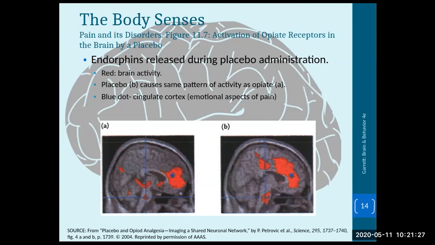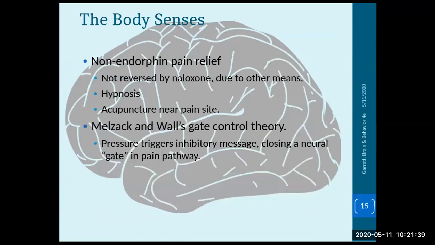So don't dwell too much on this slide. It just shows you that we can get pain relief from a placebo administration because we can detect pain in an empathic way as well. Of course, there are also non-endorphin pain relief methods. Hypnosis, acupuncture near the pain site.